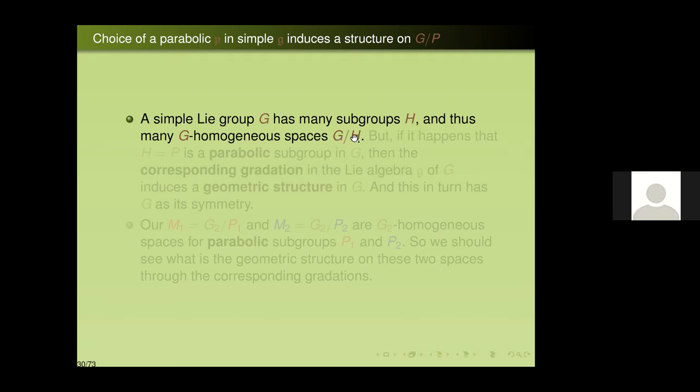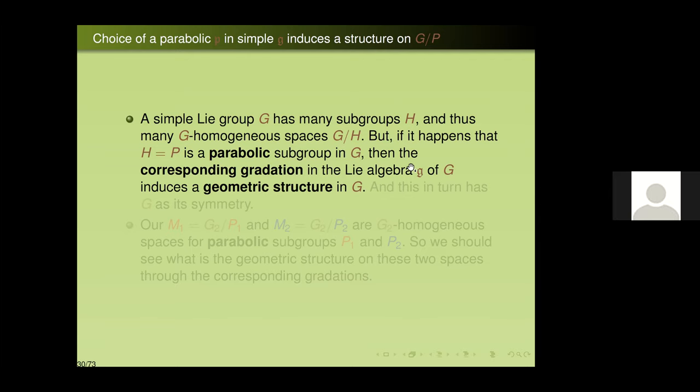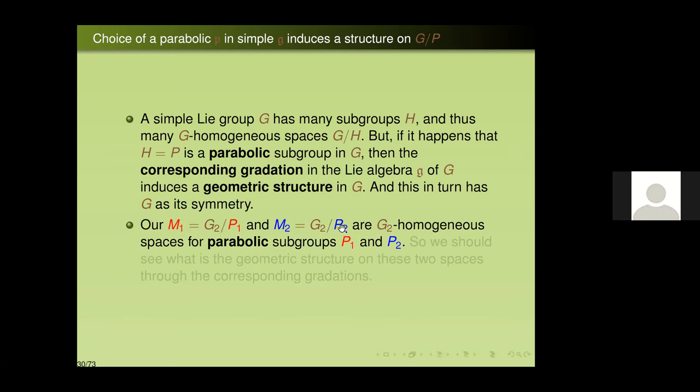But if it happens that this subgroup H is a parabolic subgroup, then the corresponding gradation H is P, and it chooses a gradation in the Lie algebra of G. Because of this, the choice of P induces a geometric structure in G, and this in turn has G as its symmetry. So our spaces M1 and M2 are homogeneous spaces for parabolic subalgebras. Somehow we can use the gradation corresponding to P1 or the gradation corresponding to P2 to understand the geometric structure on M1, which is just G2 symmetric.